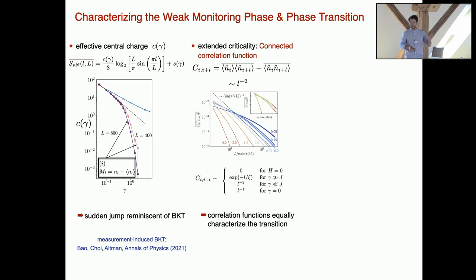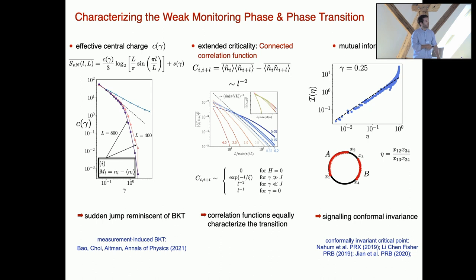Now, there's also information on this transition in this much simpler object, at least from a theory point of view, which is just quadratic in the state projector. And this shows here algebraic scaling in the weakly measured phase and exponential decay in the strongly measured. And this function here, so this density two-point function, will be very important later on too. Also in the mutual information that Matthew Fisher pointed at, there are, in our case, signatures of emergent conformal invariance, not only at the critical point, but in fact in the entire critical phase of this problem.